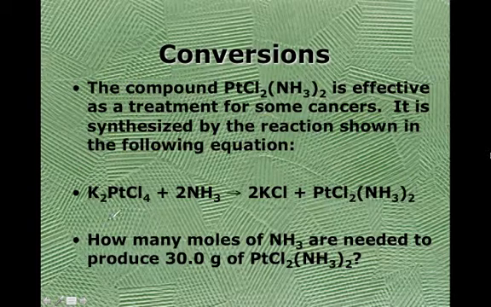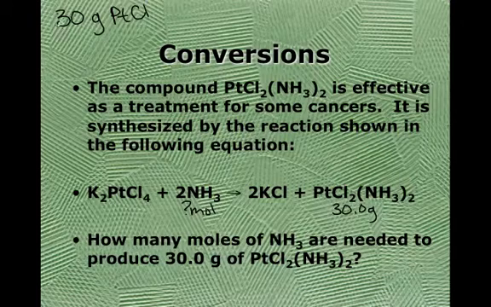How many moles of NH3 are needed to produce 30 grams of this platinum compound? So we'll start with 30 grams. Instead of writing it all out, I'm just going to put PtCl, and then whatever. There's only one compound that starts with that.